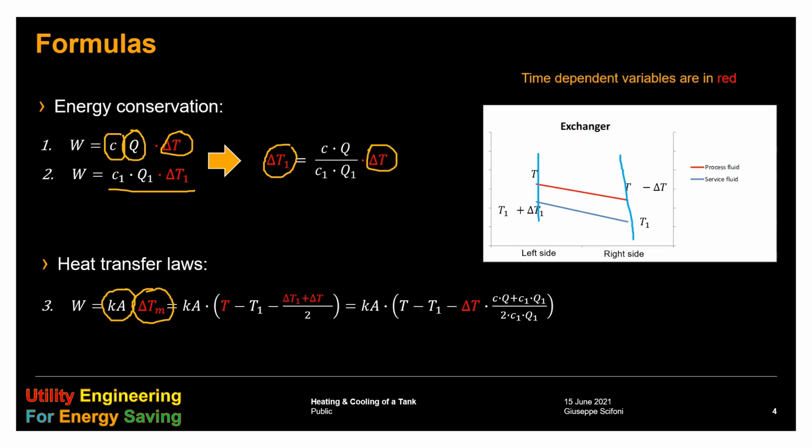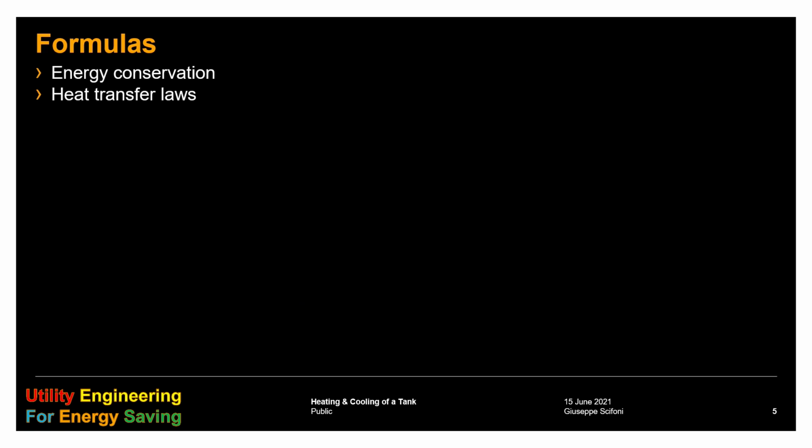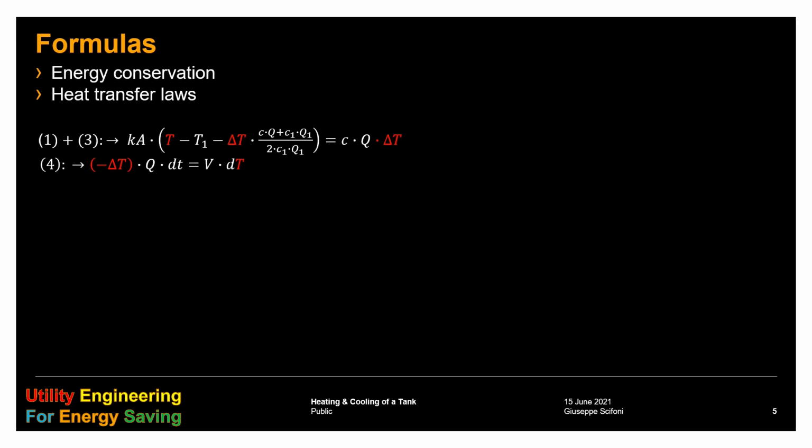The pure theory says that we should use a logarithmic average, but to make it simple, we take the arithmetic instead, and this does not change significantly. The fourth and last equation says how the tank is changing its temperature with the time. This is the only equation with the time. Combining now the first and third equation, we get an expression among T and delta T.